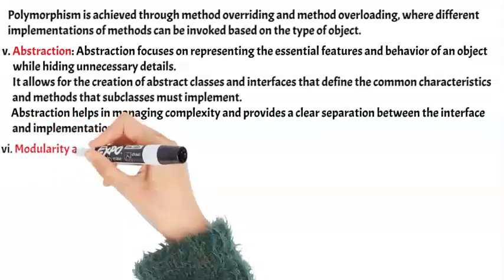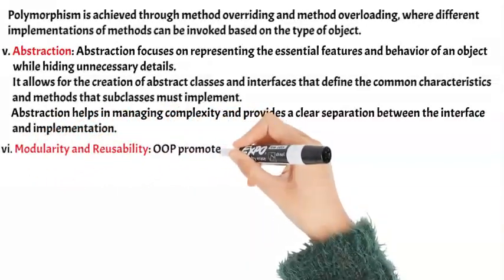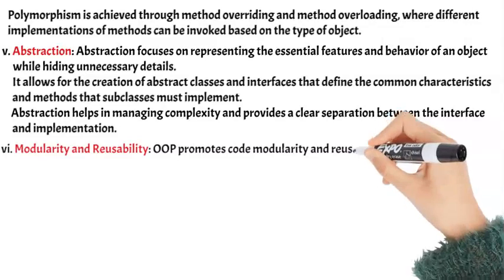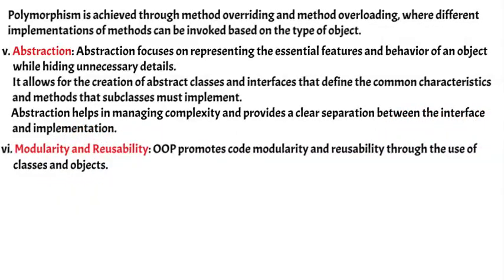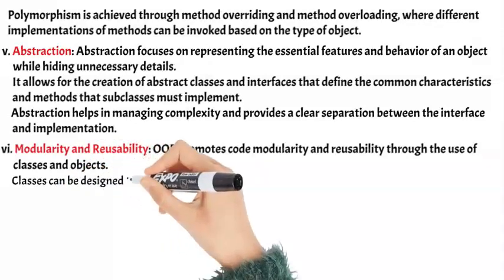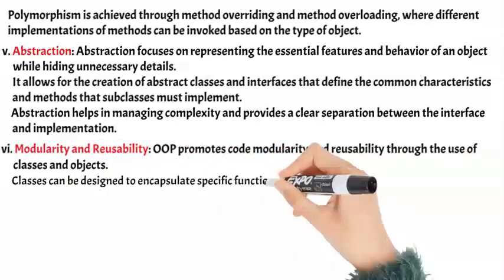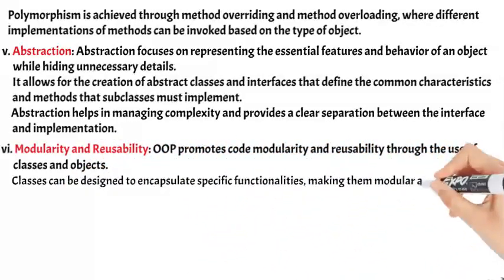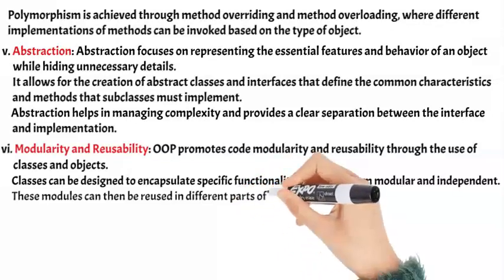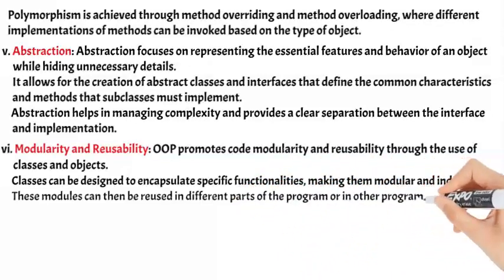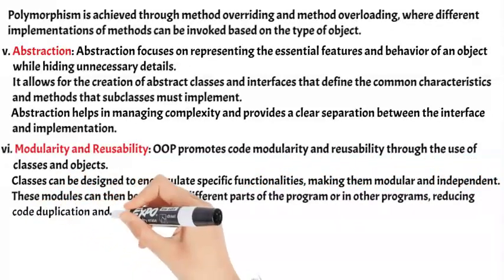6. Modularity and reusability. Promotes code modularity and reusability through the use of classes and objects. Classes can be designed to encapsulate specific functionalities, making them modular and independent. These modules can then be reused in different parts of the program or in other programs, reducing code duplication and improving efficiency.